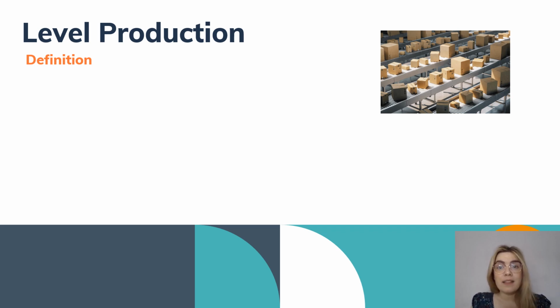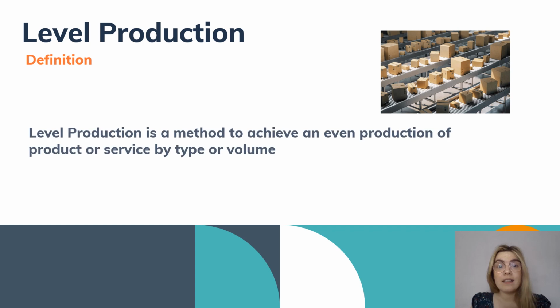In the Leeds Improvement Method, level production is defined as a method to achieve an even production of product or service by type or volume. Let's break down what that means. So production is the things that we produce. The definition talks about products and services. In the NHS, we produce lots of different products and services. It could be a clinic appointment, a surgery, a payroll round, or a training course.